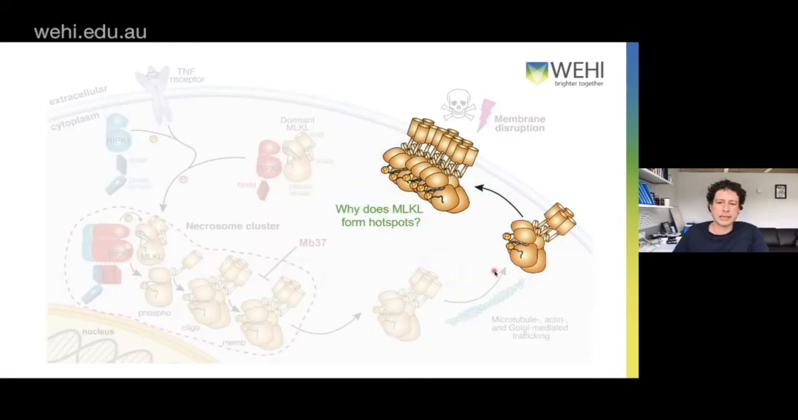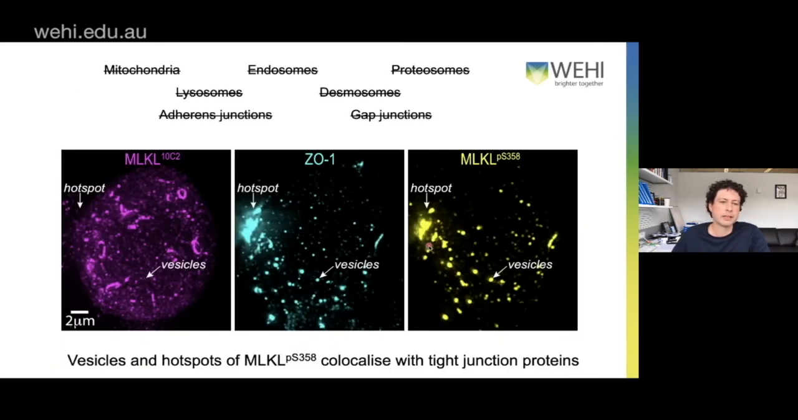And so the next question that we wanted to tackle was, why is MLKL forming hotspots in the first place? So you would have noticed that the hotspots are preferentially locating to points of intercellular junctioning. And also there's been quite a bit of literature about MLKL going to various other organelles in the cell. So we profiled for, I think, about 22 different structures within the cell, and we ruled out mitochondria, endosomes, proteasomes, lysosomes, desmosomes, adherens junctions, and gap junctions. So MLKL's terminal steps didn't co-localize with any of these subcellular structures.